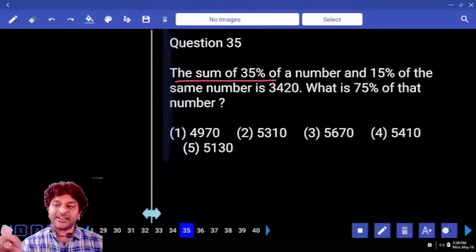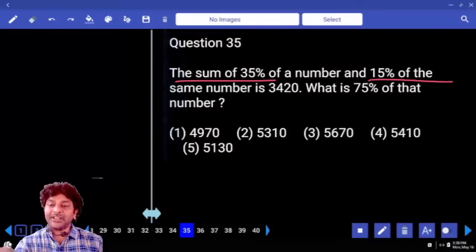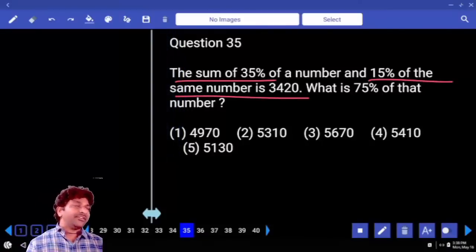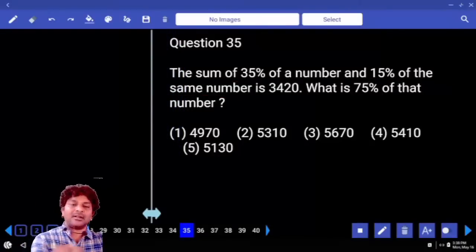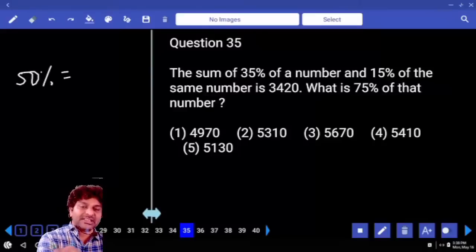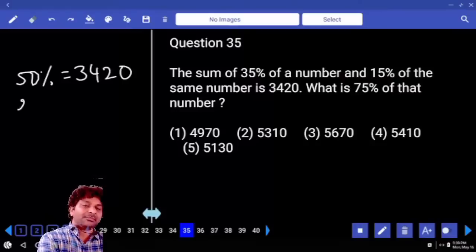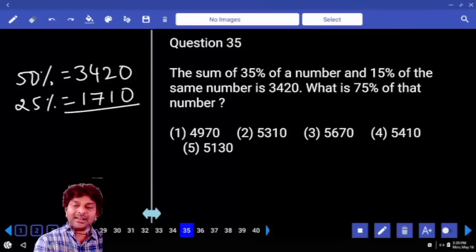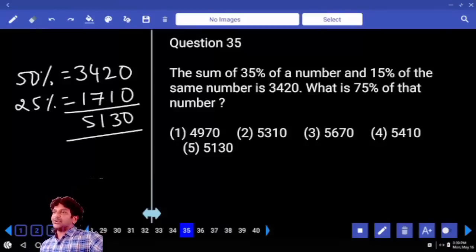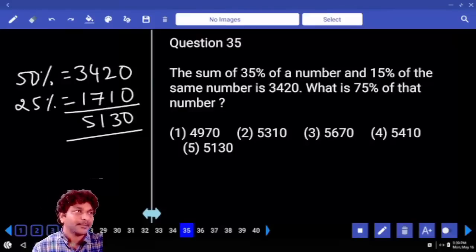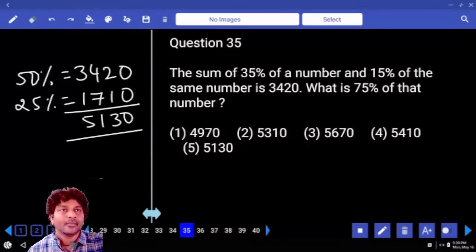Next, the sum of 35% of a number and 15% of the same number. Sum of 35% and 15%. Come on. 50% is equal to 3420. What is 75% of the number? That means to this we just need to add 25%, correct? Which is half of the above number. Half of the above number is 1710. Then the answer is 5130. Otherwise the last two digits itself give you the answer. Answer ends with 30 is the final answer, and there is only one.